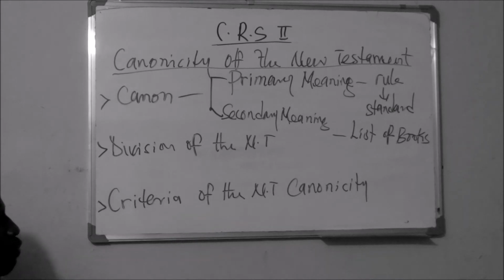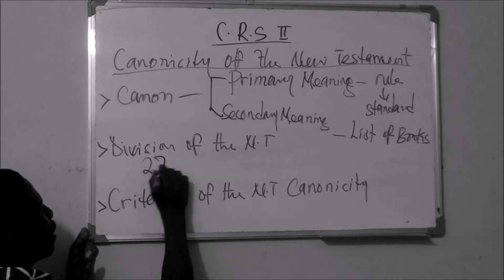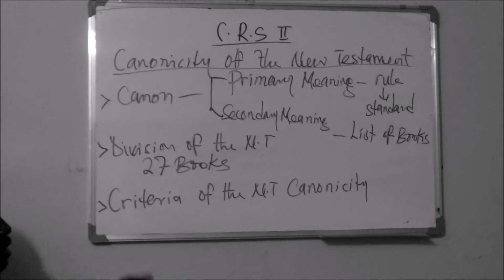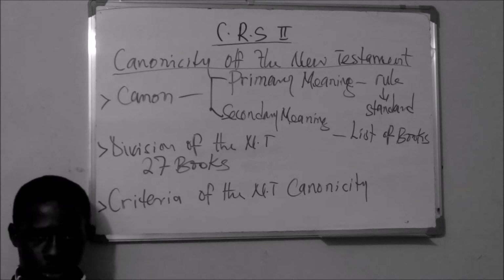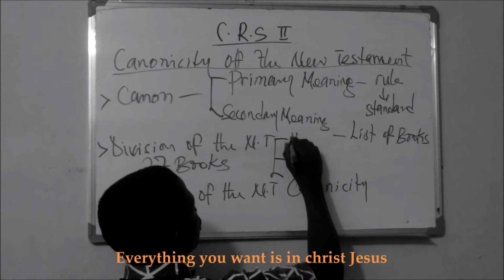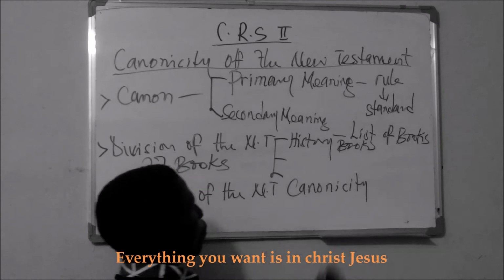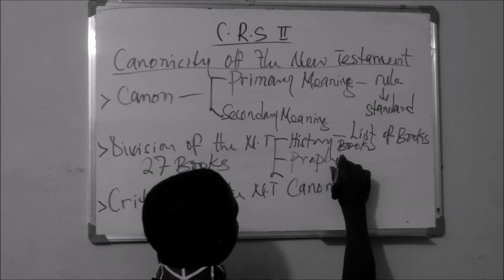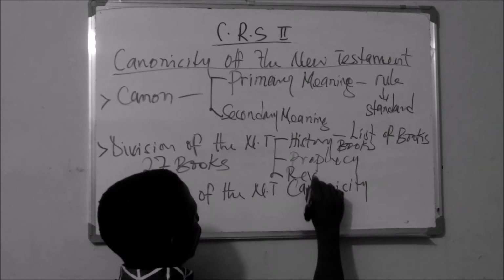The division of the New Testament: principally, the New Testament is made up of 27 books. These 27 books are stratified into three groups. We have what we call history books, then we have prophecy books, and then we also have the revelation book.